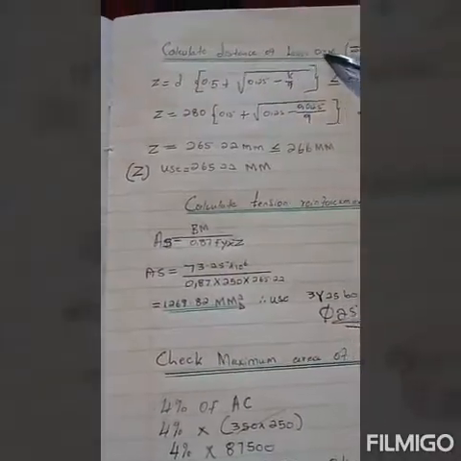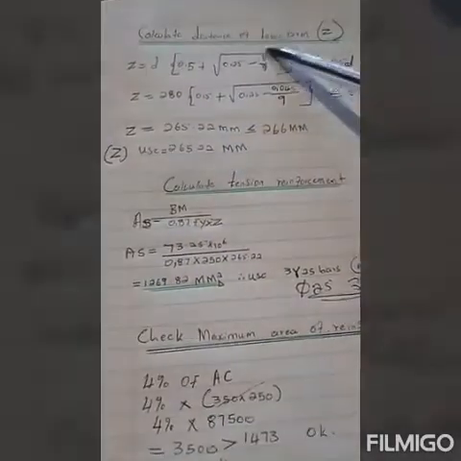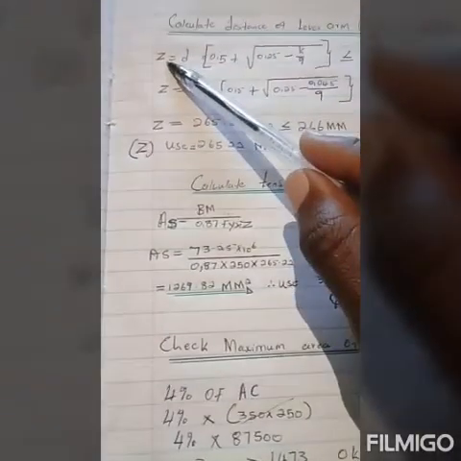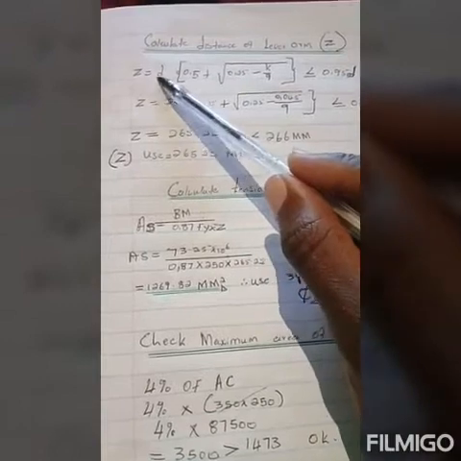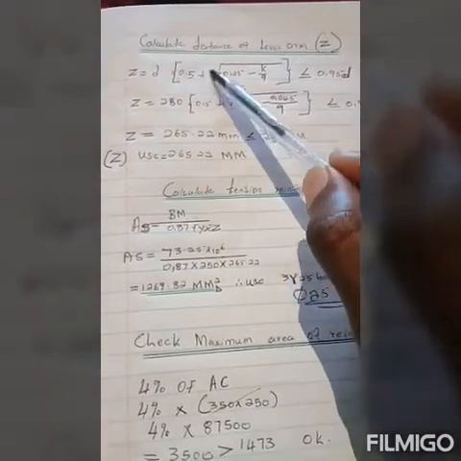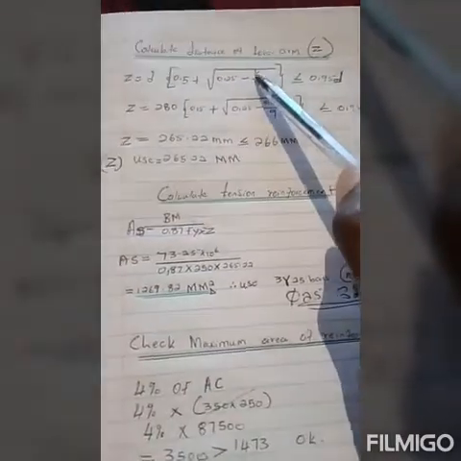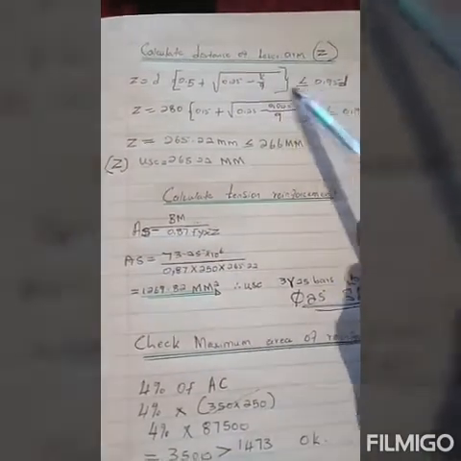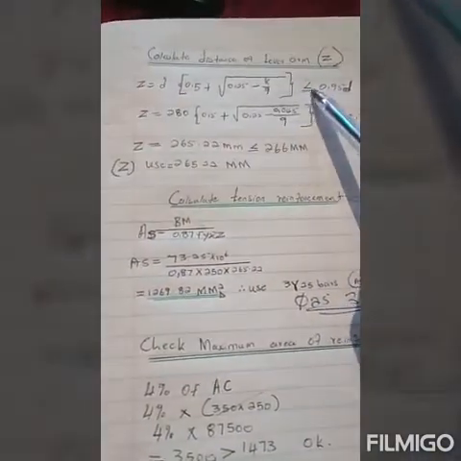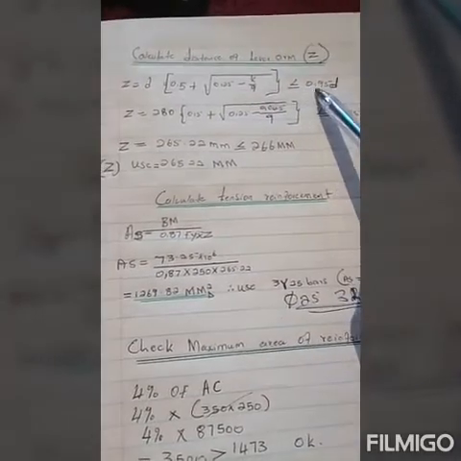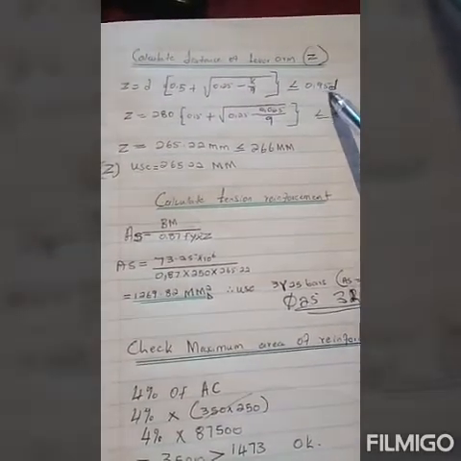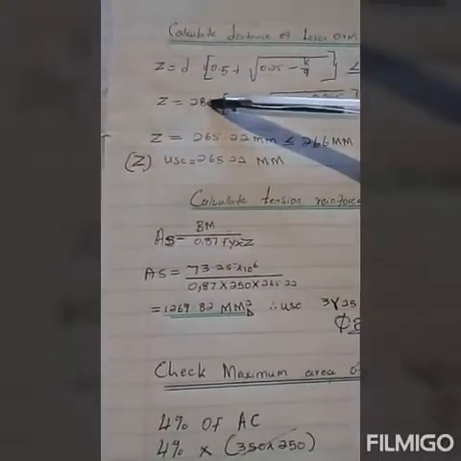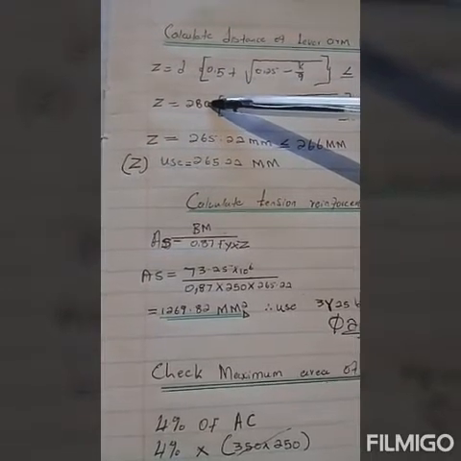Calculate the distance of the lever arm. We move to the next one. We are going to calculate the distance of the lever arm, the Z. Here is the formula for the lever arm. Z equals D times 0.5 plus the root of 0.25 minus K over 0.9. This is less than or equal to 0.95D. And then we substitute this with 280, our effective depth.